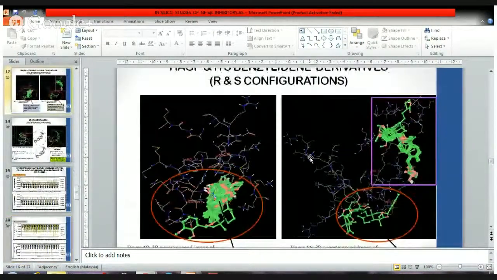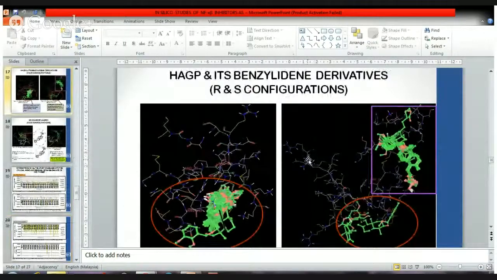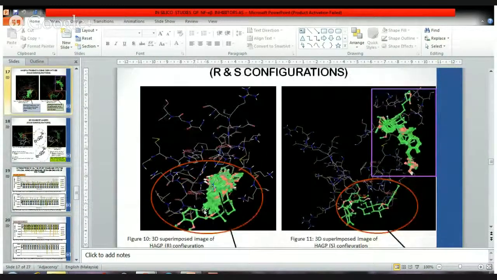And this is the second set of molecules that I have docked, the HEGP and its benzylidene derivatives, for both R and S configurations. Figure 10 shows the 3D superimposed image of the R configuration of HEGP, and figure 11 shows that of the S configuration. One clear difference is that for the R configuration, most of the HEGP and its benzylidene derivatives bind to the binding pocket of the DNA binding site of P65, tending to bind with arginine 187 and tyrosine 36.